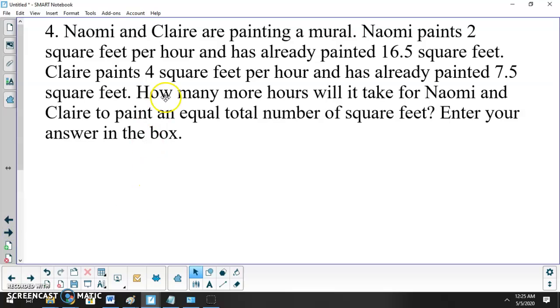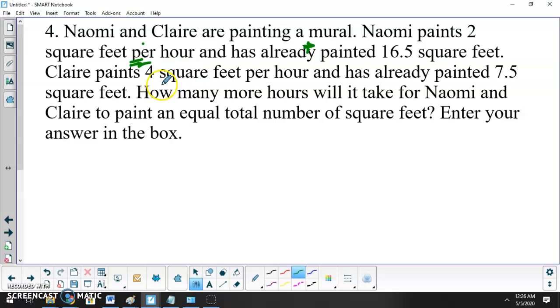All right, let's do a word problem here. Naomi and Claire are planning a mural. Naomi paints 2 square feet per hour, and she has already painted 16.5 square feet. So I can see right now that Naomi is painting at a rate per hour. When it has per, that means to multiply the rate by the time, which is the hours. And she's already painted this, so in essence you are adding on something to the rate. So you're adding another 16.5.